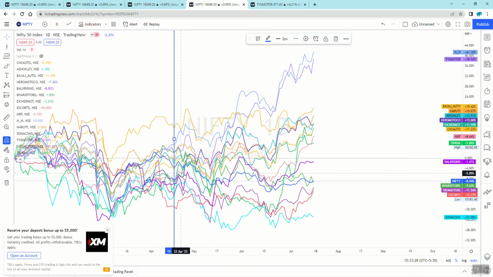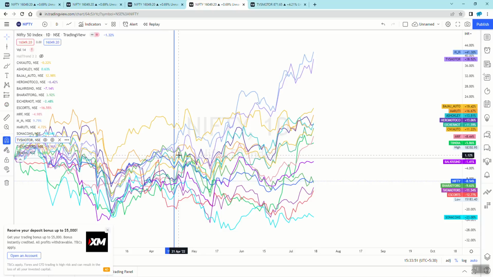You can see this one which I'll just highlight to you, which is M&M. That's constantly showing a very strong performance here. It bounced up and it is slowly moving up. Similar to this, there is one more stock which has given a positive movement here. You can see a purple one, which is TVS Motors.